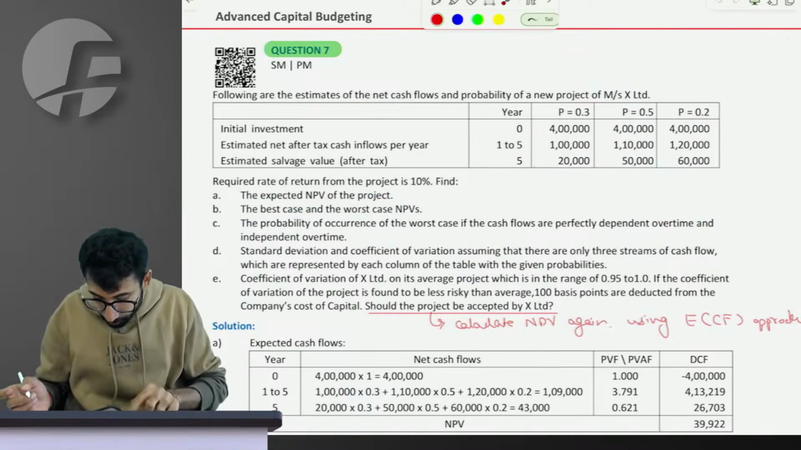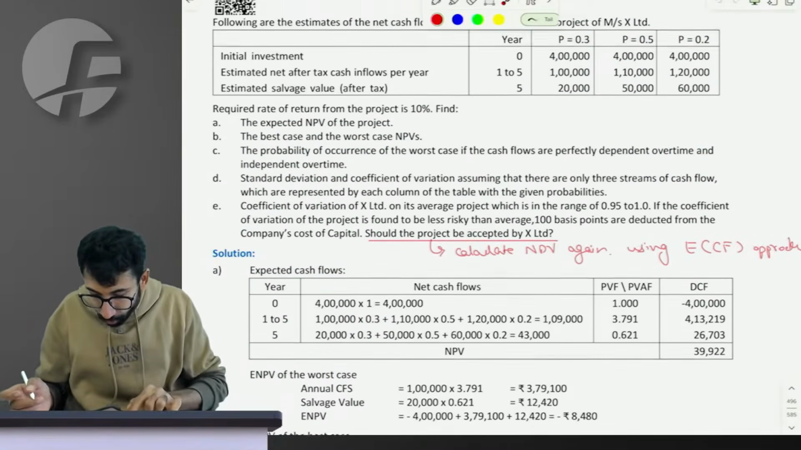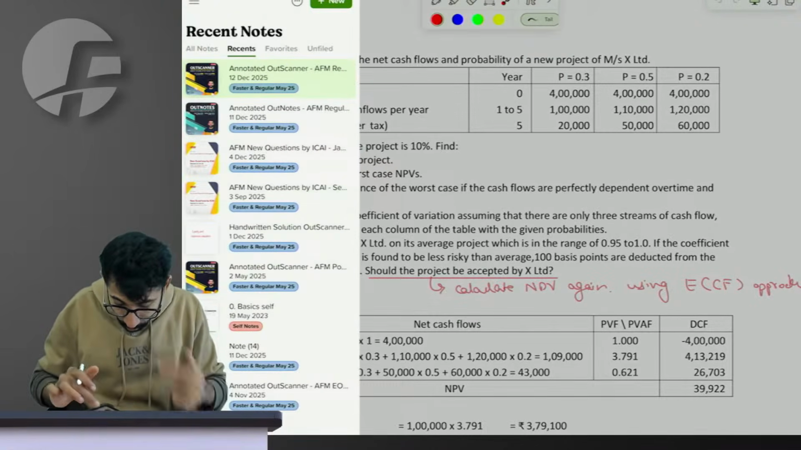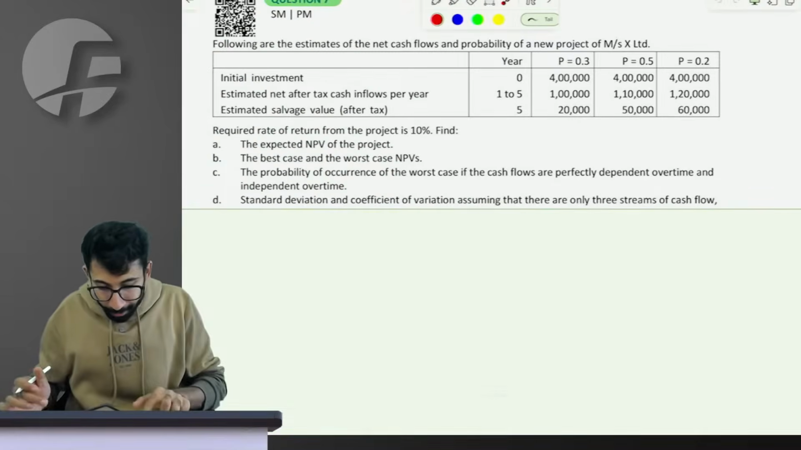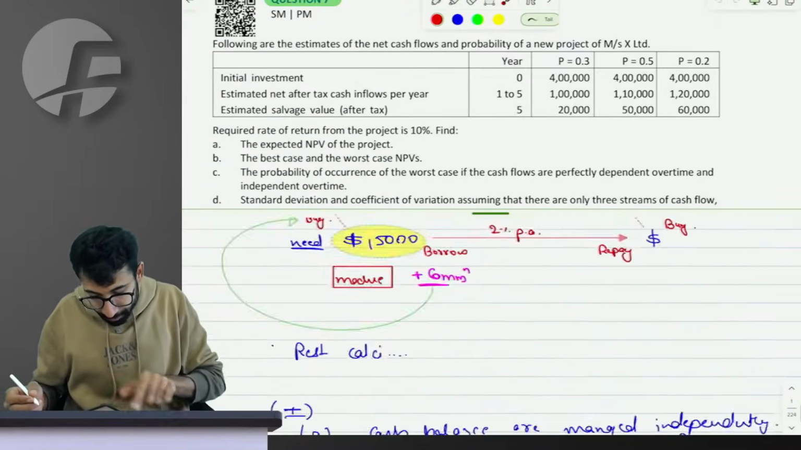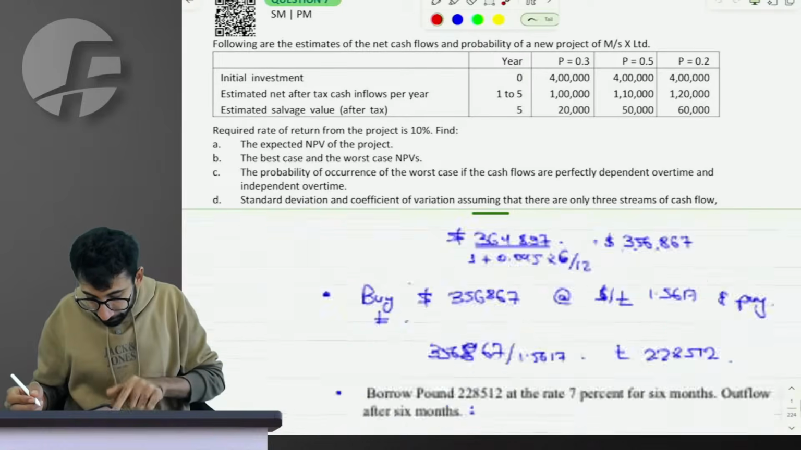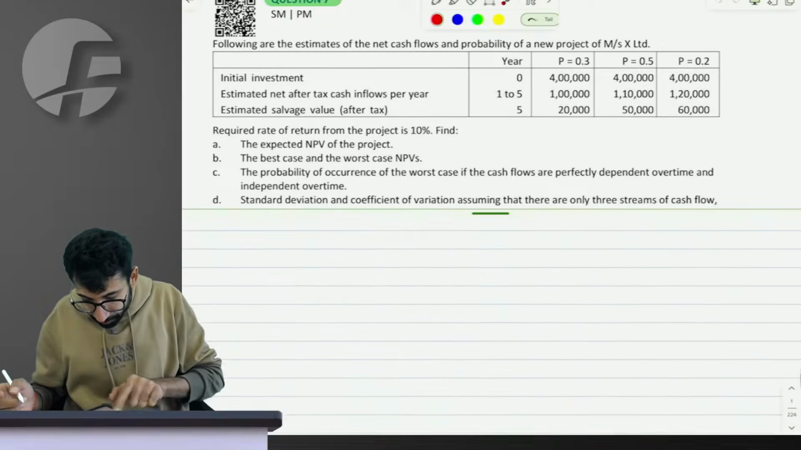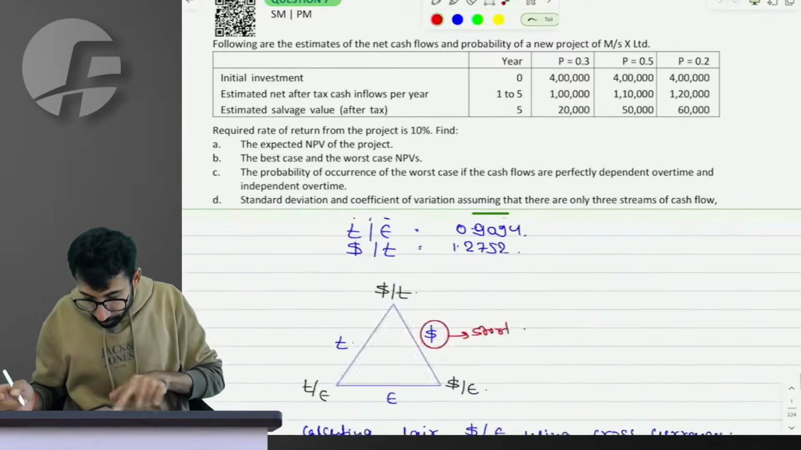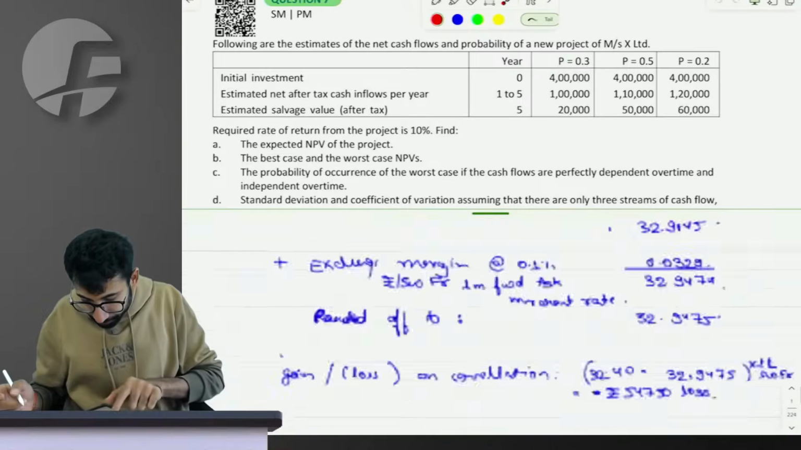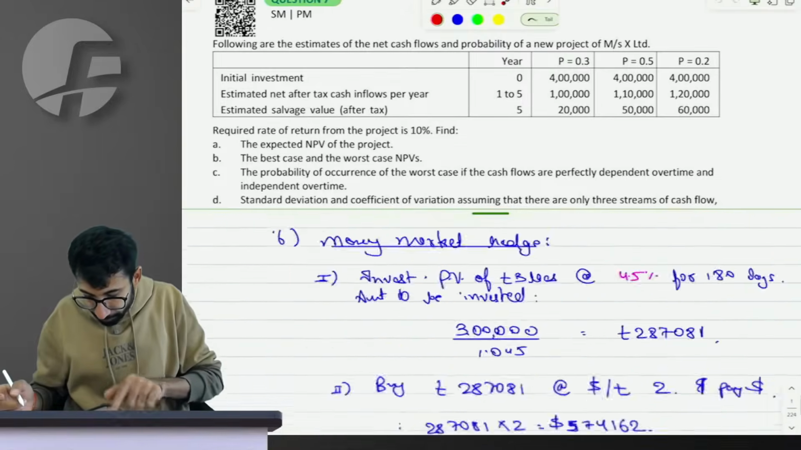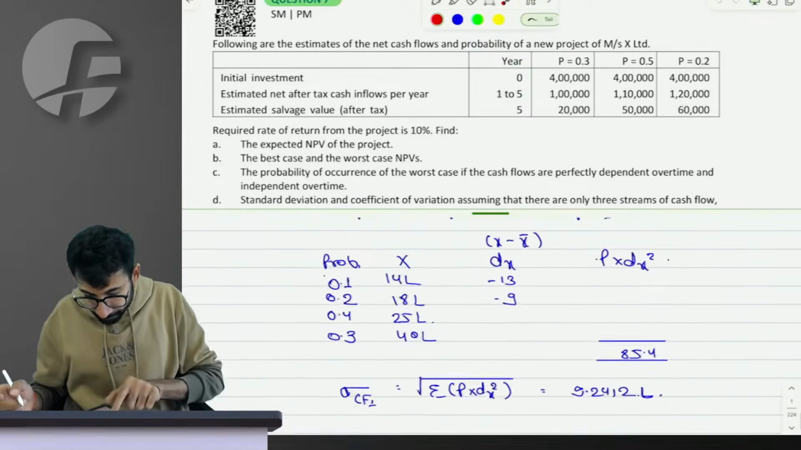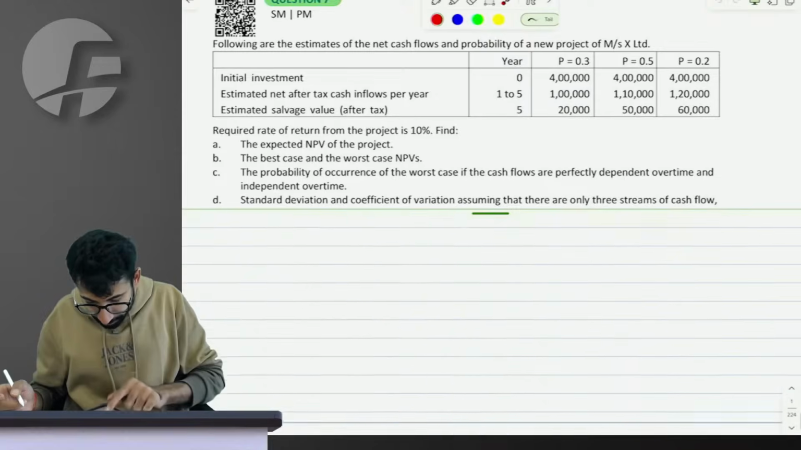So I will have to, for that, take you all to the solution. The OutScanner solution is not what I'm saying. I hope I'm able to find the solution in the handmade notes for question number 7. Hold on for a minute. Derivative, foreign exchange, where is the advanced capital budgeting, boss? Question number 7th, right?